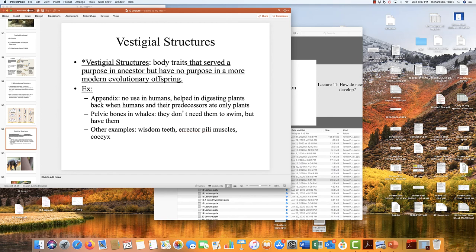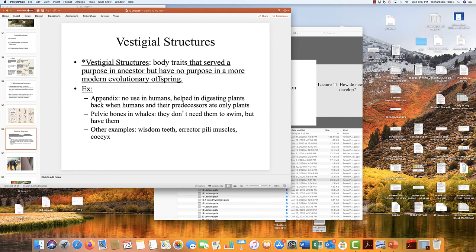Examples are that pelvic bone in the whale. The whale doesn't need it, but Pachycetus needed it. Appendix. Many of you maybe have had your appendix out. No use in humans, but we believe that back when we were apes living in the trees, eating plants, the appendix helped us to digest that plant material. Now we eat meat, we don't need it, that's how we evolved. So we didn't need that structure to help us eat all the plants.